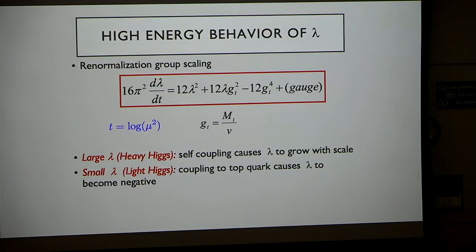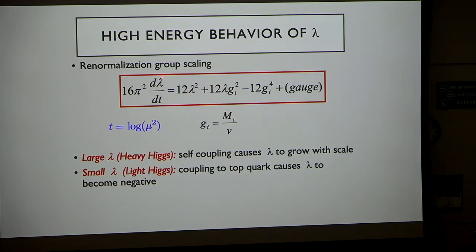I can look at how the quartic coupling runs. This is called the renormalization group scaling. So here's d lambda d log mu squared, over 16 pi squared. Here's the term I calculated, minus 12 gt to the fourth. Hopefully I have all my factors right. The top quark loop has a minus sign. This 12 lambda squared is from calculating the contributions with all the scalars running around, so this guy is positive. So there's a playoff between these two terms because they have opposite signs.